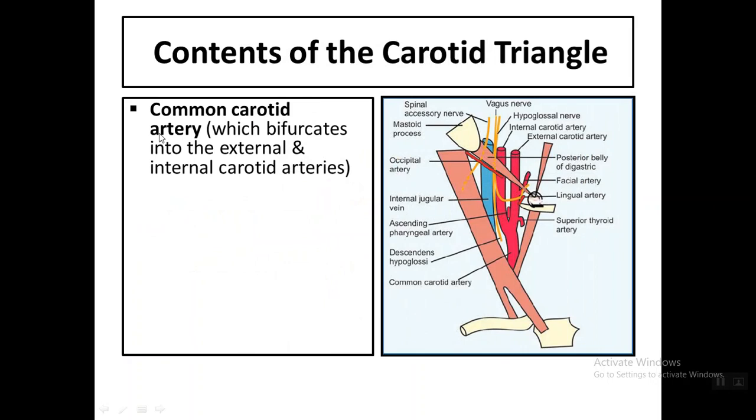The contents of the carotid triangle: it contains the carotid sheath, which contains the internal jugular vein, the carotid artery, and the vagus nerve. So the contents will be the common carotid artery, which bifurcates into the external and the internal carotid arteries.